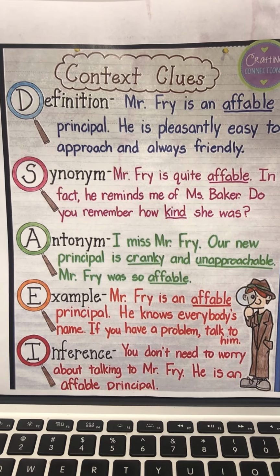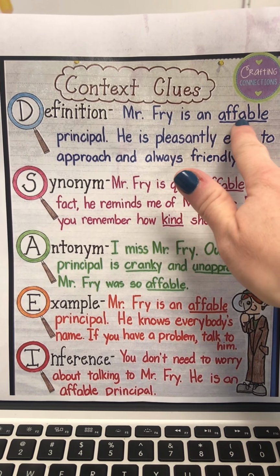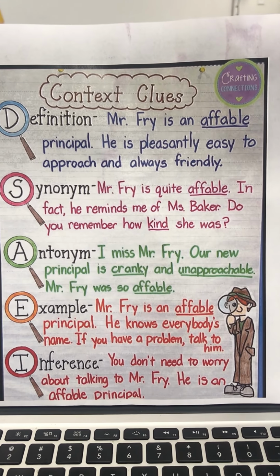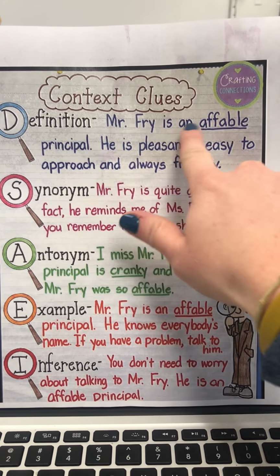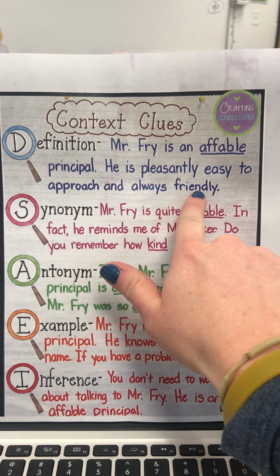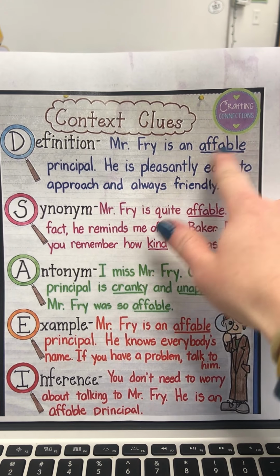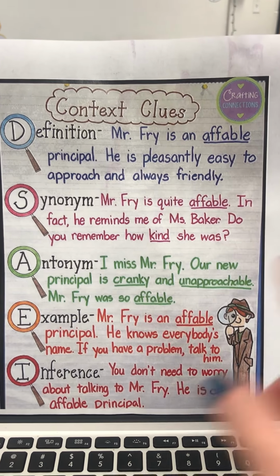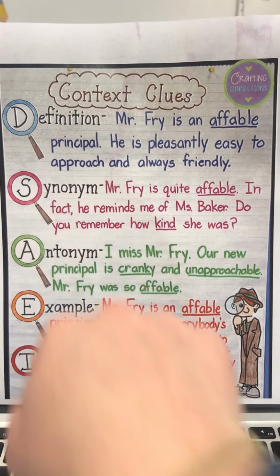So sometimes whenever you're reading and you have an unknown word such as affable, the definition of the unknown word might be right there in the text. So for example, Mr. Fry is an affable person. He is pleasantly easy to approach and always friendly. So I know that affable means he's easy to approach and he's friendly. It's right there.